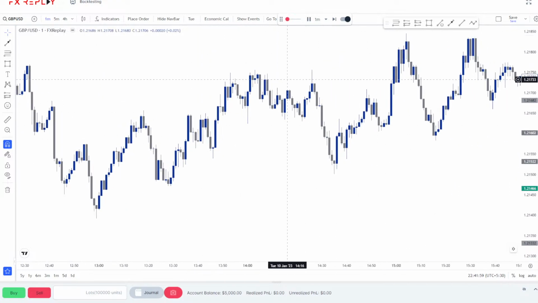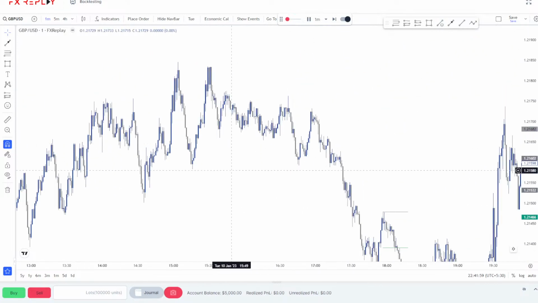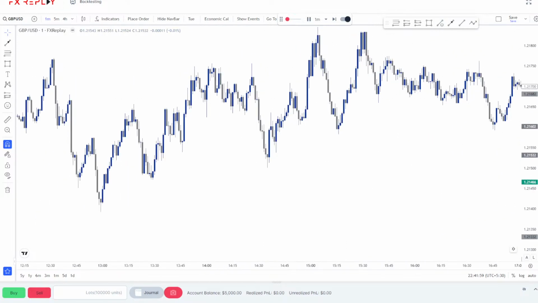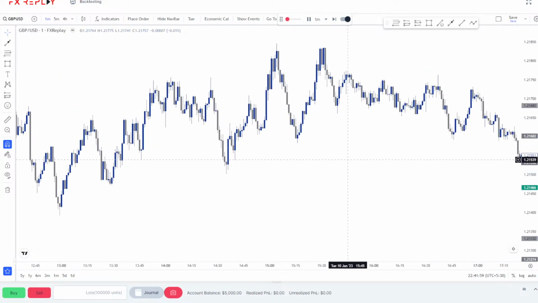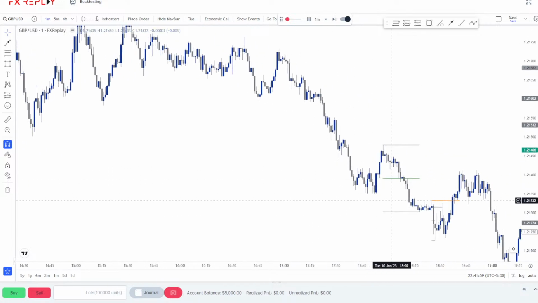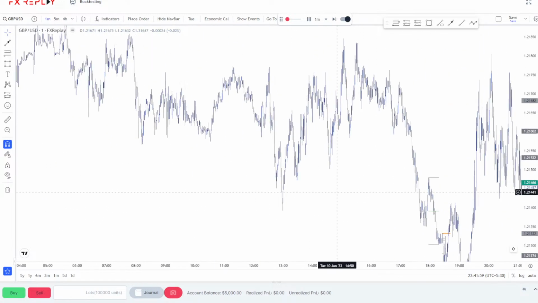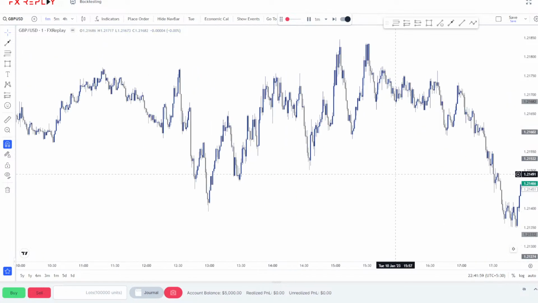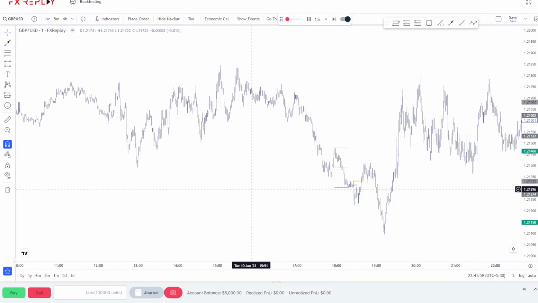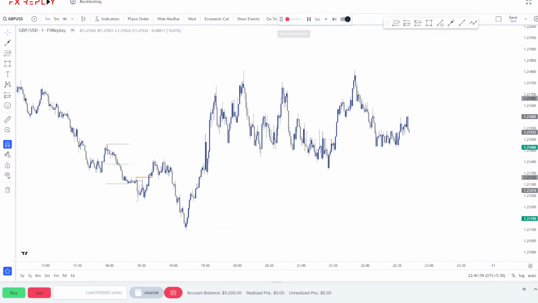So again, we don't take the third trade. It's just a continuation. With third trades, I don't usually take it. And then it's the end of our London session. See, we only traded so much. So we had one loss. It's fine. This did not work today. So let's move on to next day.